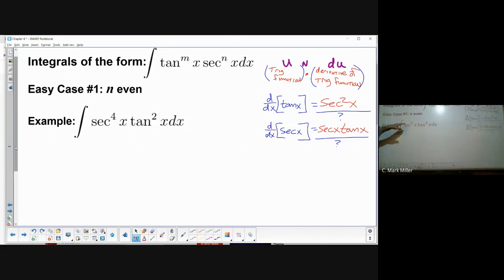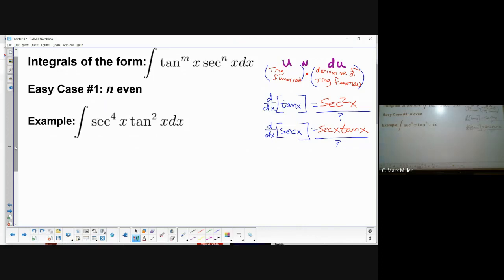So we want to get this one into a format like that: something to a power times its derivative. Now, we have two options. We could do secant to a power times its derivative. What's its derivative? Secant tangent. Or we could do tangent to a power times its derivative.